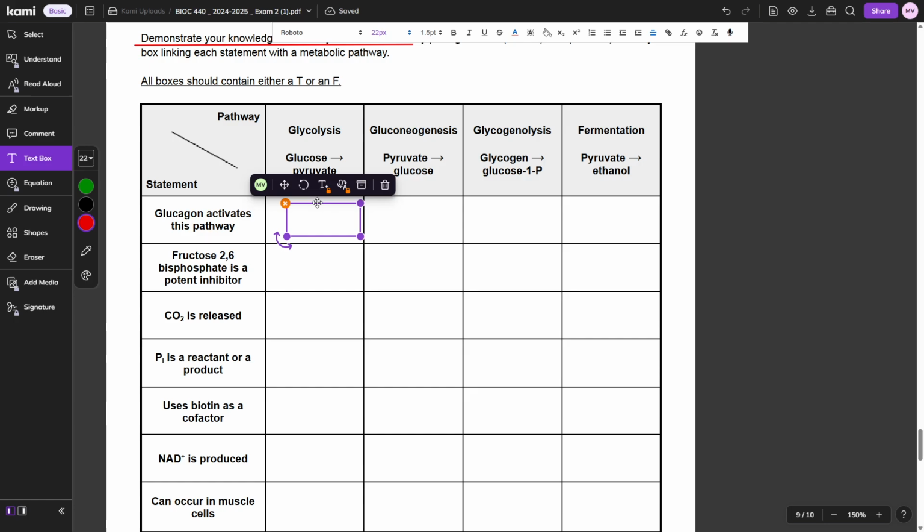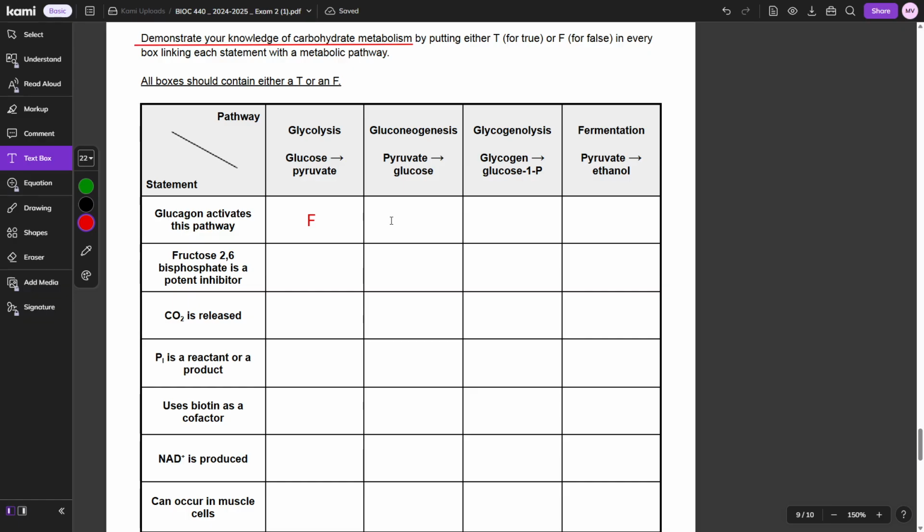Glucagon activates this pathway. That is false. Glucagon inhibits glycolysis to pyruvate, and it actually activates gluconeogenesis. I know I said we're going to go down the column, but in this case, because I know that it doesn't do this, I'm just going to say this is true.